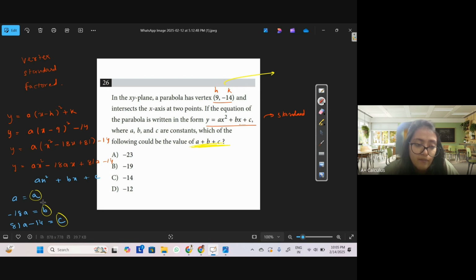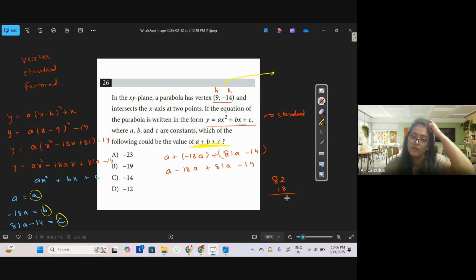So you put these values into this expression, a plus b plus c. So a is just a, b is negative 18a, and c is 81a minus 14. Okay, so if you simplify the expression, you'll get a minus 18a plus 81a minus 14. And 81a plus a is 82a. 82a minus 18 will give you 64a minus 14.